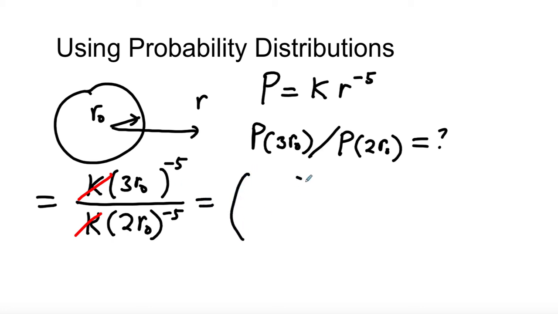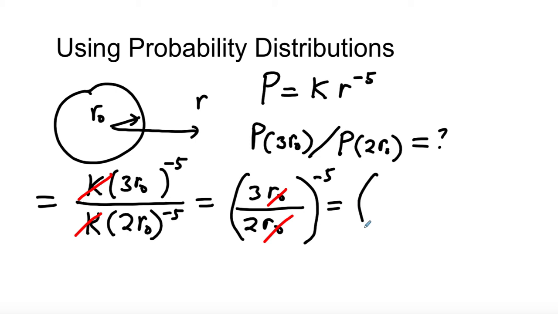So since they're both to the negative 5, we could just write negative 5 outside. So we've got 3r naught over 2r naught. So of course we can now cancel our r naughts, and we just have that. And a negative exponent is the same as a positive exponent, just switching the values. Okay, so if we plug in roughly 0.6667 to the fifth, this comes out to 0.31 approximately. So approximately equal, that's an approximation.